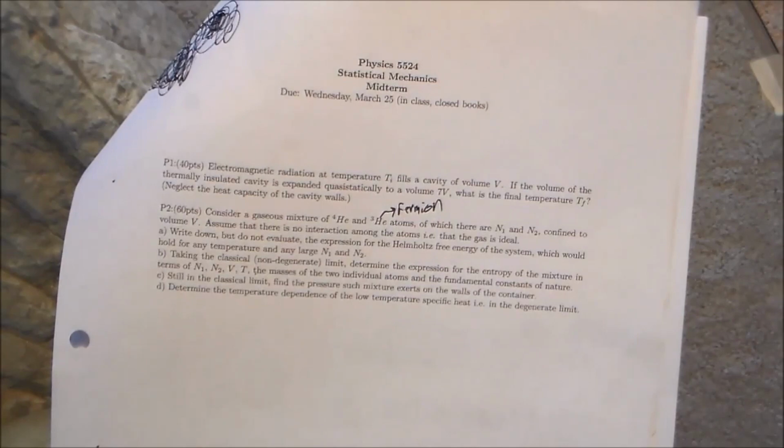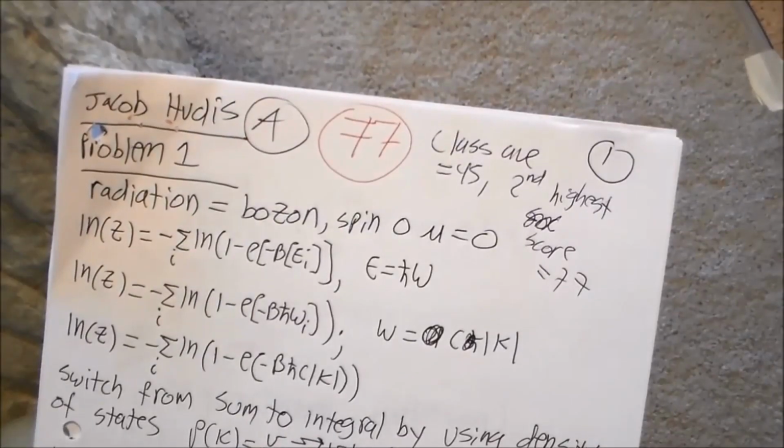Part B. Taking the classical non-degenerate limit, determine the expression for the entropy of the mixture in terms of N1, N2, V, T, the masses of the two individual atoms, and the fundamental constants of nature. C. Still in the classical limit, find the pressure such a mixture exerts on the walls of a container. D. Determine the temperature dependence of the low temperature specific heat, i.e. the degenerate limit. So that was the test. Okay, so now I'll show you my work for this exam.